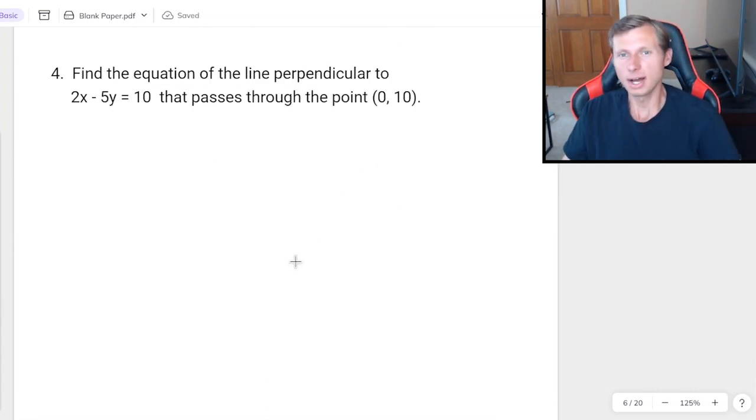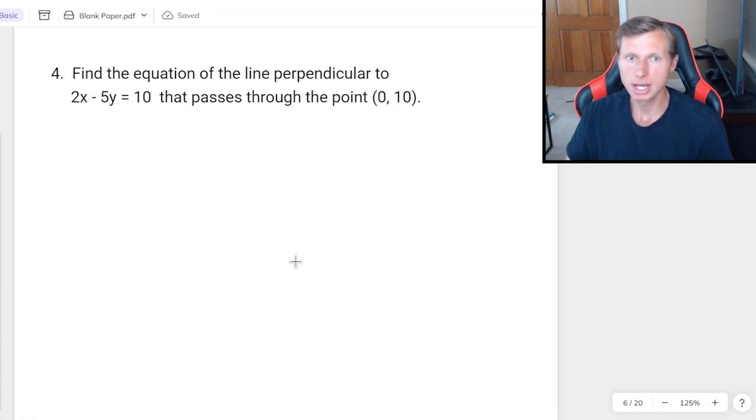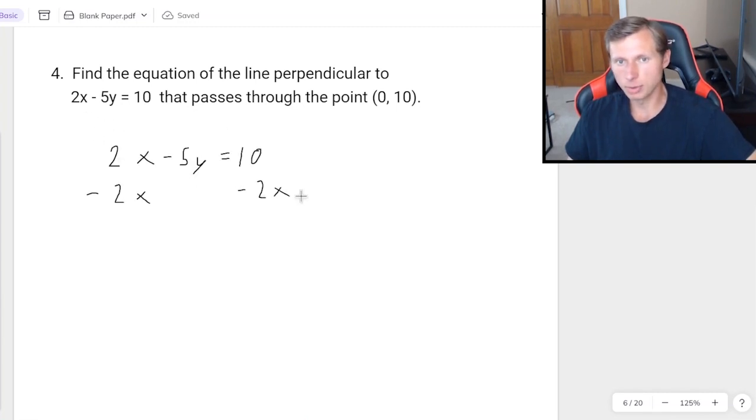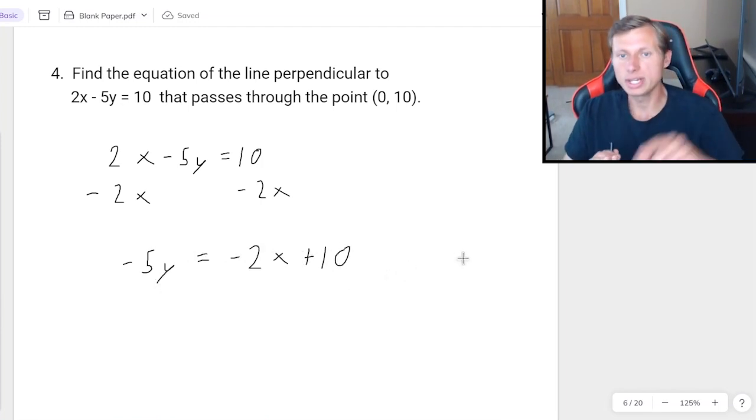Number 4, find the equation of the line perpendicular to 2x minus 5y equals 10 that passes through the point 0, 10. So the reason why this one's so hard is because it's not written in the normal form y equals mx plus b. That means the first step we have to do is solve for y here. If you don't know how to do that, first thing I would do is subtract 2x from both sides so that we have -5y equals -2x plus 10. If you write 10 minus 2x, that's the exact same thing, so it doesn't matter.